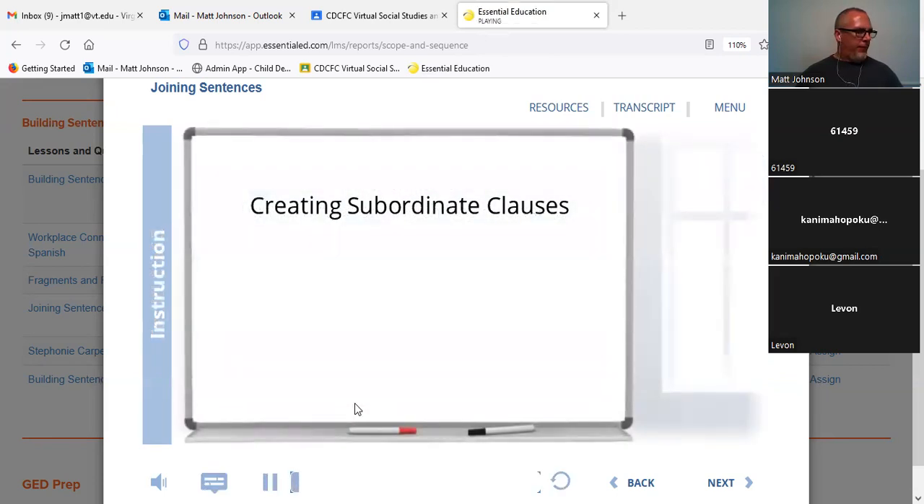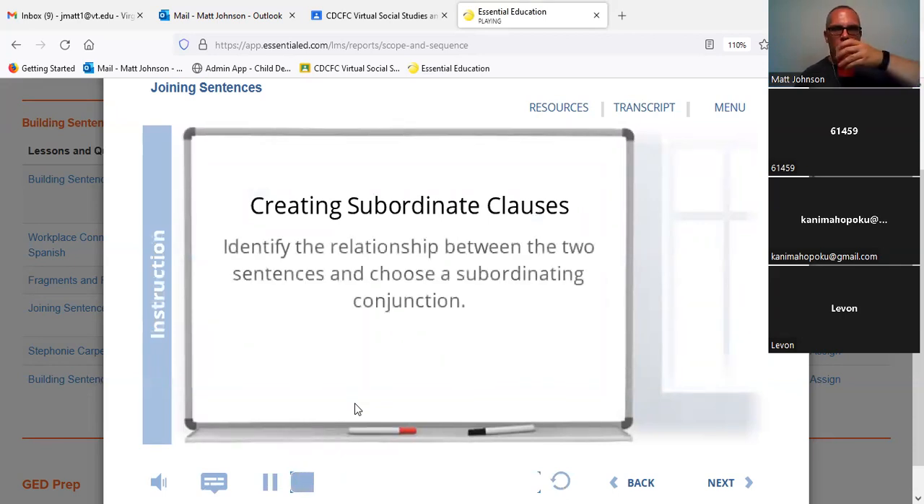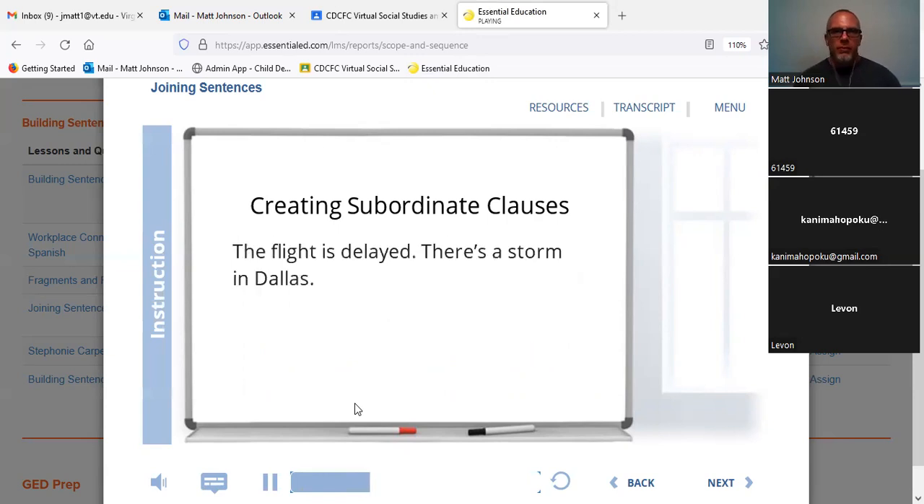Another way that you can join two sentences is by creating a subordinate clause. That means you need to identify the relationship between the two sentences and choose a subordinating conjunction. That's a word like because, after, or while that starts a subordinate clause and shows the relationship between the two clauses. Let's say I want to join these two sentences. The flight is delayed. There's a storm in Dallas. What's the relationship between the two sentences? What would a delayed flight have to do with a storm?